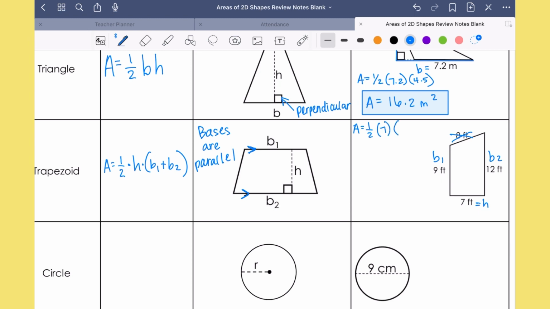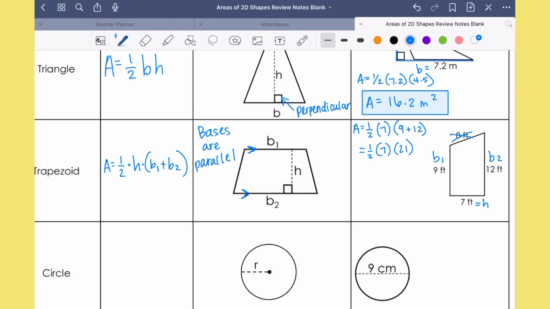Times your bases added together. So 9 plus 12. What is 9 plus 12? Because we got to use order of operations. We got to combine those. 9 plus 12 is 21.